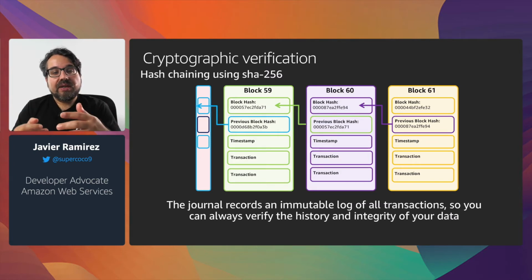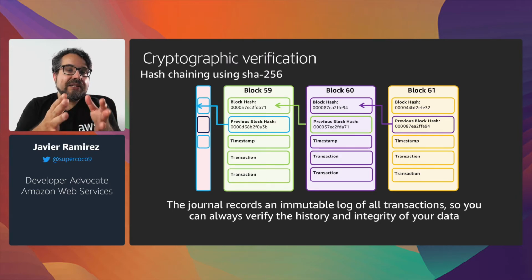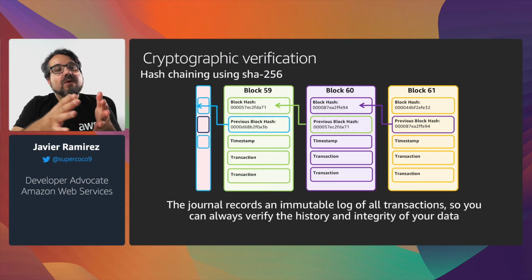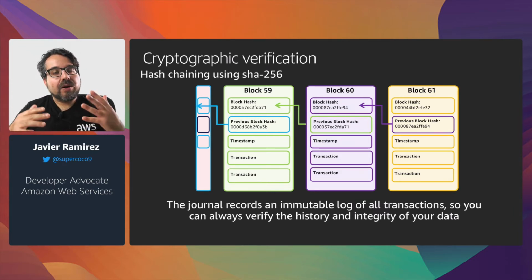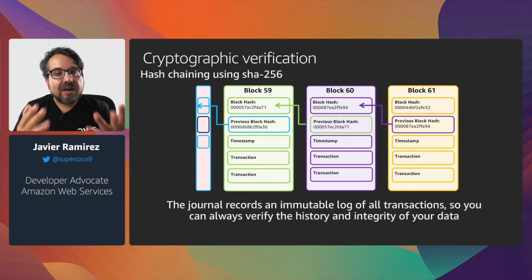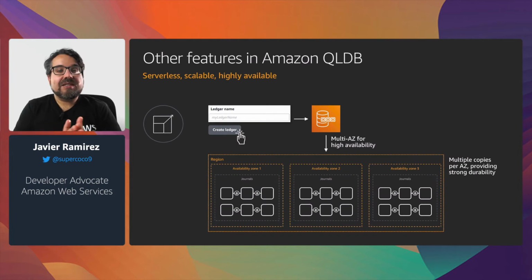So in this way, each block is chained to the next block, and that's why it's called a blockchain, because the way we store the data guarantees that the data you have in one block is consistent with the whole history. And if anyone is changing history, we are going to be able to mathematically, cryptographically verify that history was changed. So QLDB, apart from being a ledger database, is quite cool because it's fully serverless.